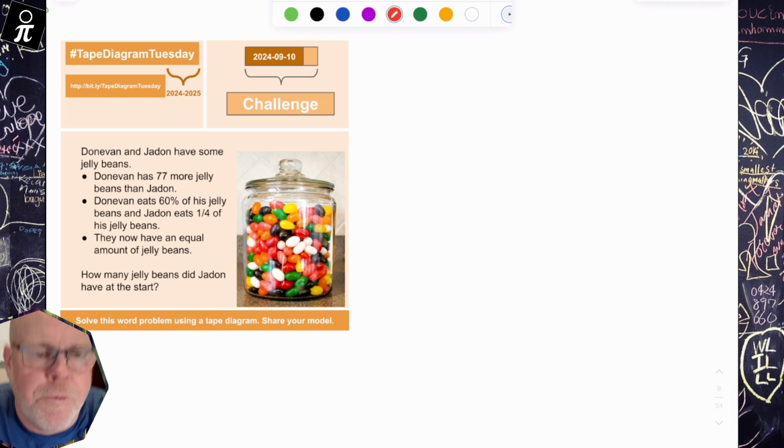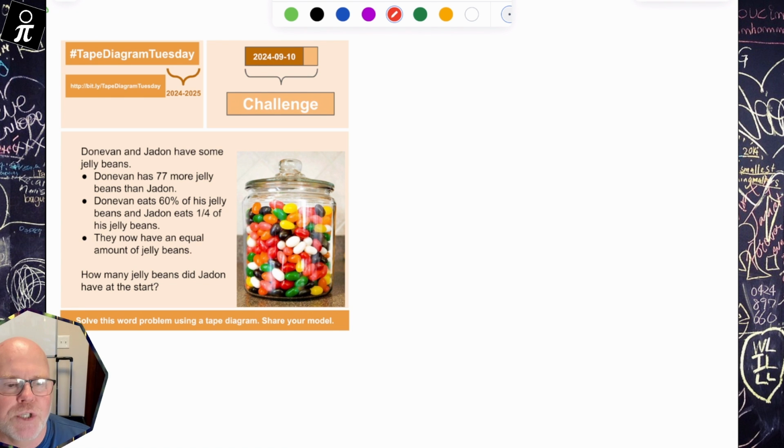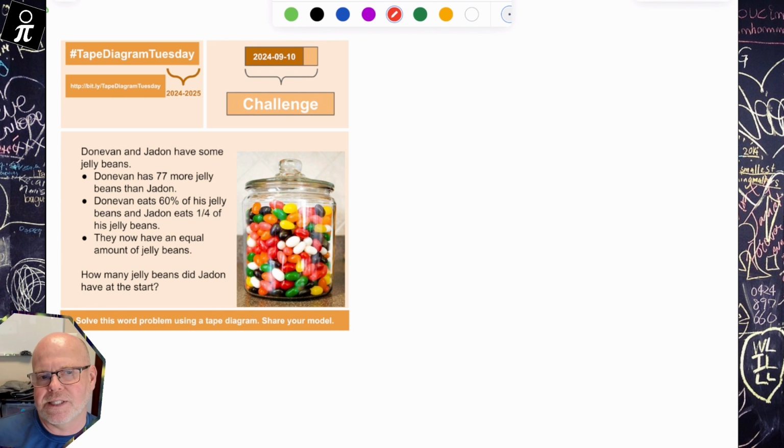The challenge. So Donovan and Jaden have some jelly beans. Donovan has 77 more jelly beans than Jaden. Donovan eats 60% of his jelly beans. Jaden eats a quarter of his jelly beans. They now have an equal amount of jelly beans.